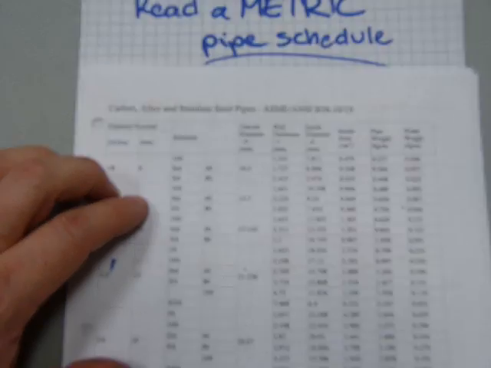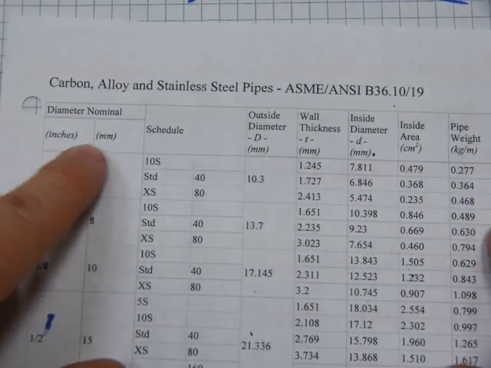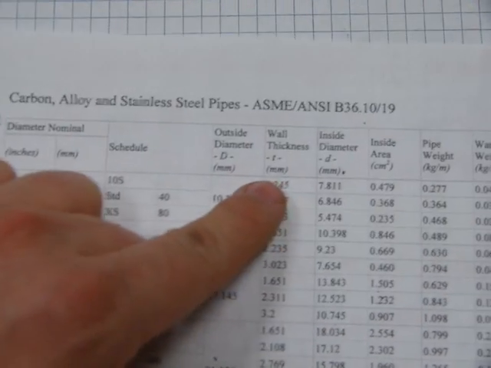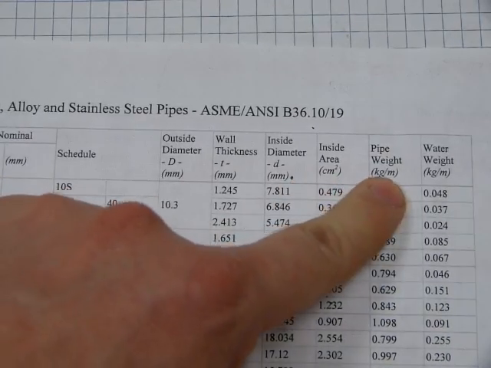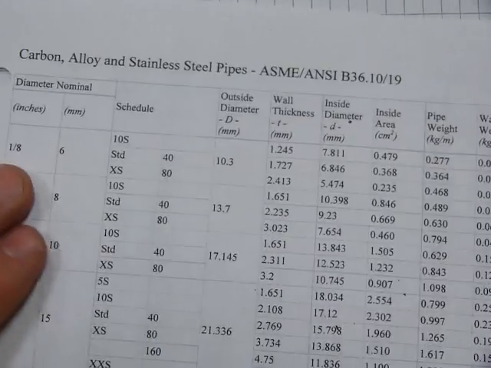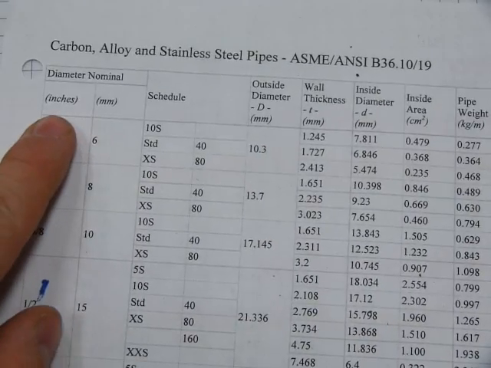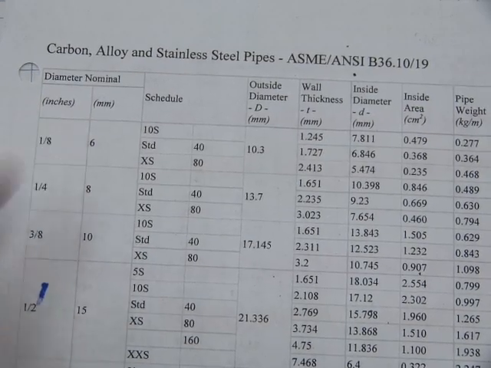Let's look at the pipe schedule here. This is a metric pipe schedule. I know this because in the heading most everything refers to metric measurements. Millimeters, centimeters squared, kilograms and meters, everything metric. Except in the first column it says inches. Why is that? Excellent question, I'm glad you asked.